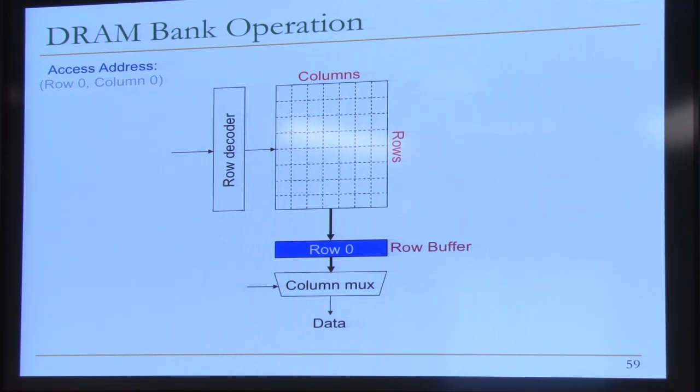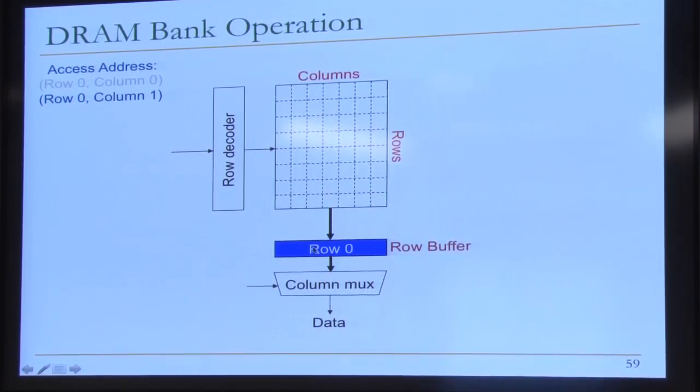Okay? So if you want to access after this row 0, column 1, it's easier, right? Because the row 0 is already open, and the memory controller keeps track of this information. What row is open in which bank?